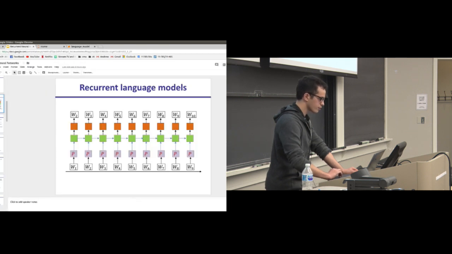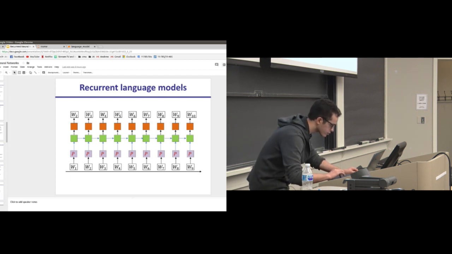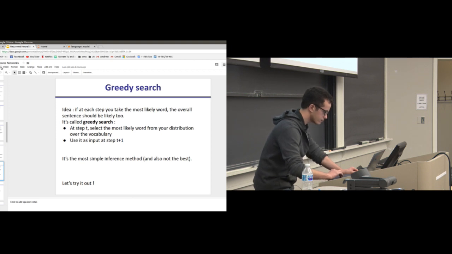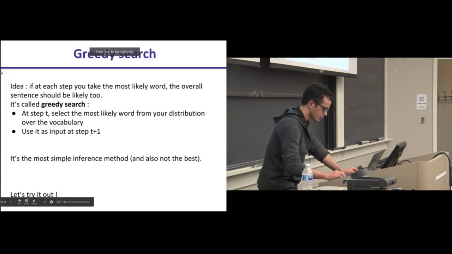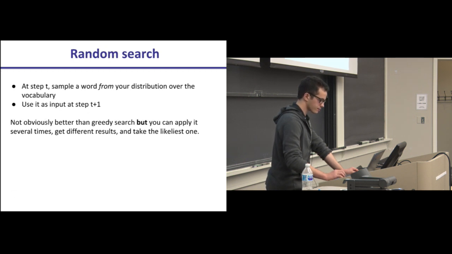So I believe in homework 3 part 1, you're going to have a task to actually generate text. And you're going to have to do something that's a little better than greedy search if you want to have good results. So a couple of other possibilities that you can do to generate text.